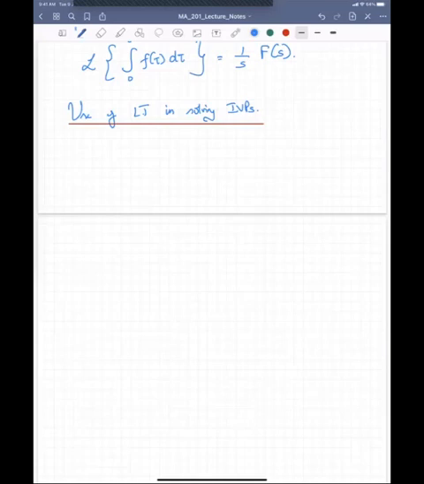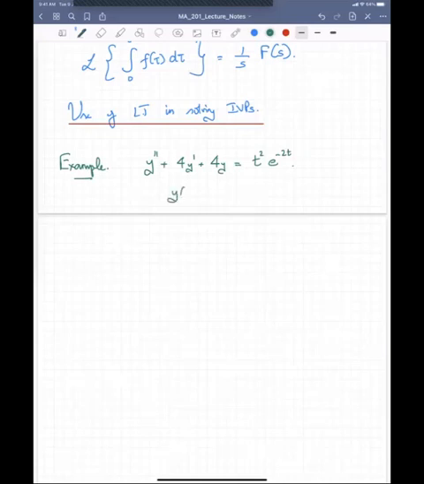So before I outline the general methodology, let me quickly work out an example, so that you understand how it works in practice. Example, and then we will talk about how the general methodology works. So suppose I give you an initial value problem. The problem is y double prime plus 4y prime plus 4y equals some function, t squared e to the minus 2t.